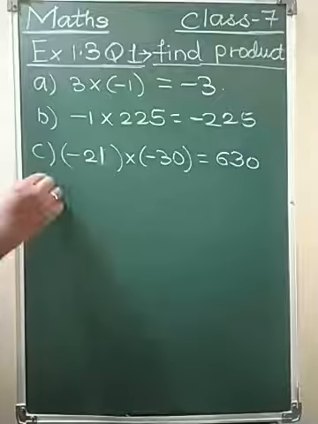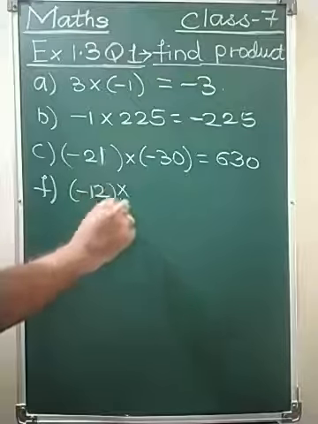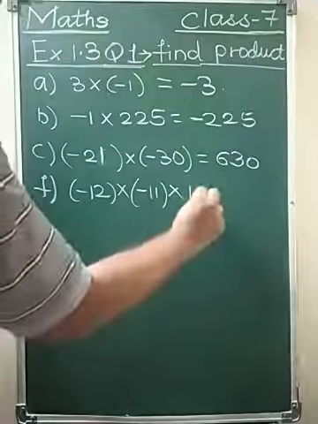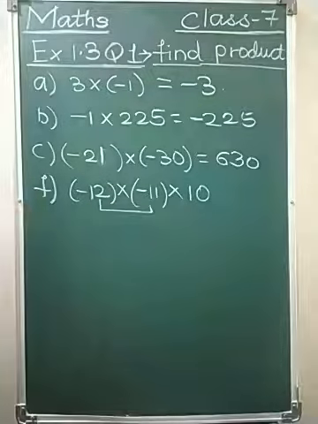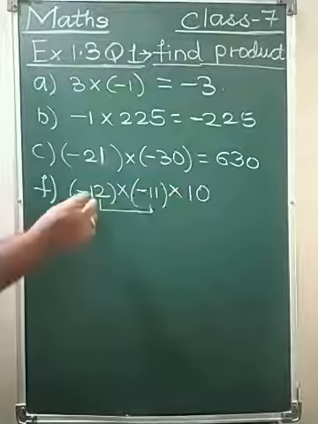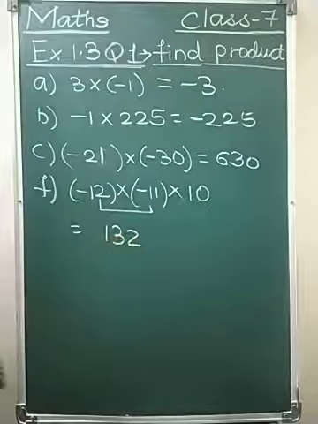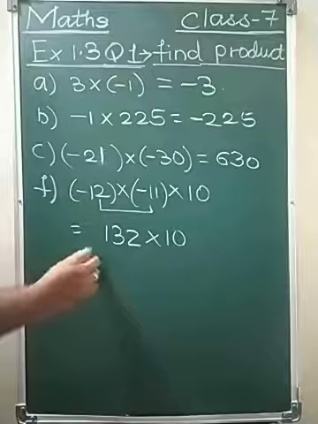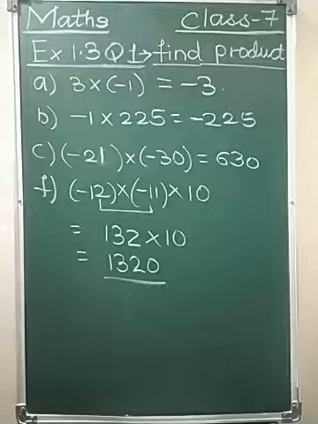Let us do F sum. Three integers are multiplied: minus 12 multiplied by minus 11 multiplied by 10. So what will we do? We will first multiply these two and find out the answer. So 12 into 11, minus into minus. We get the answer as 12 elevens are 132. Minus multiplied by minus, we get a positive integer, multiplied by 10. So now the answer is easy: 1320. Done. Question number F is also solved.